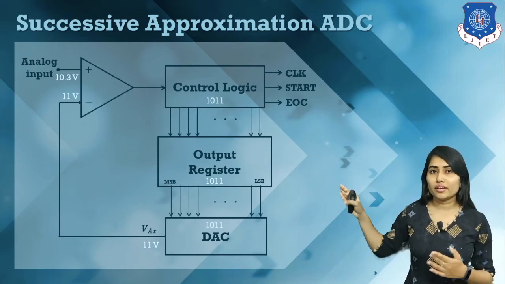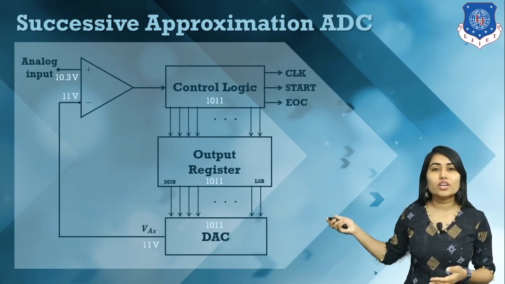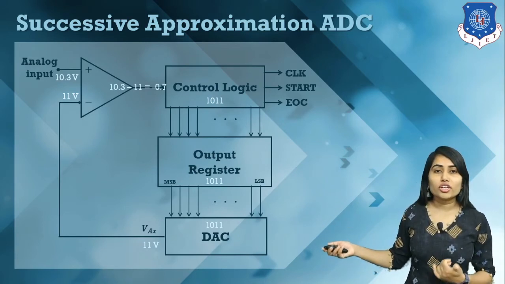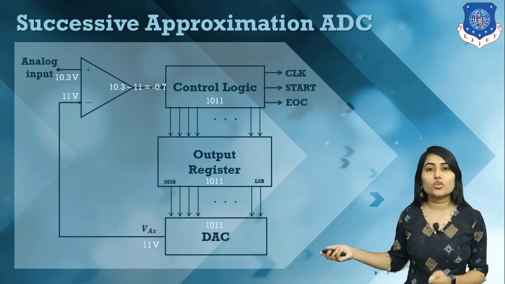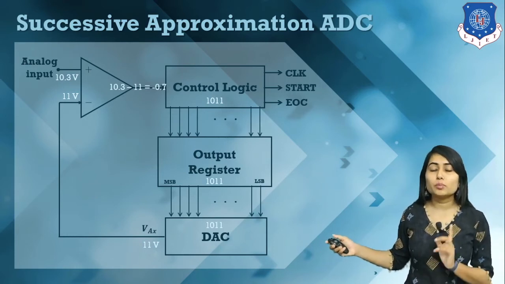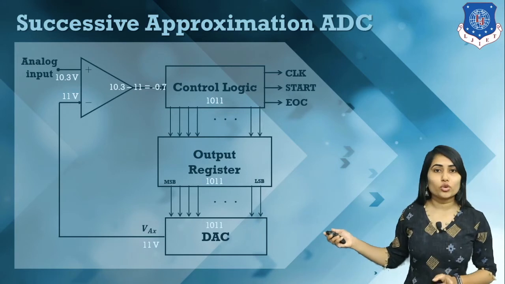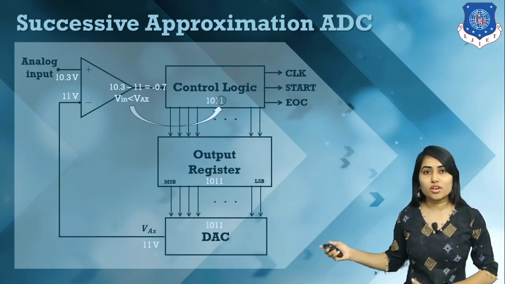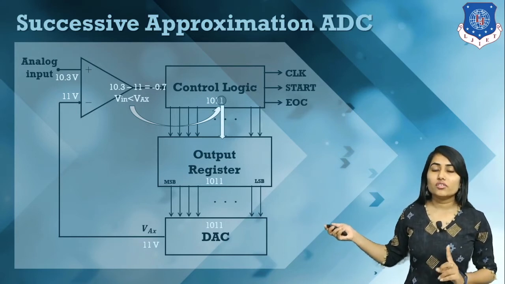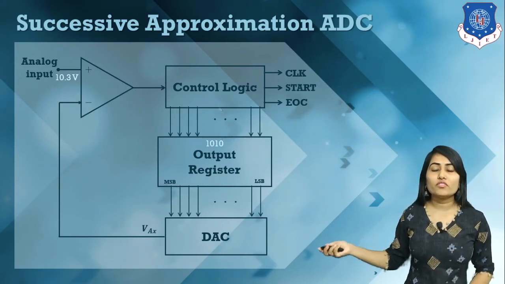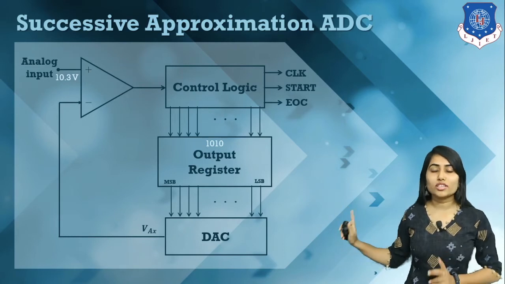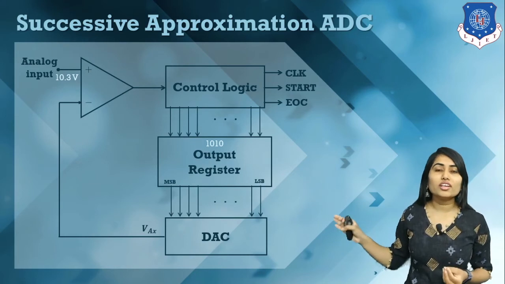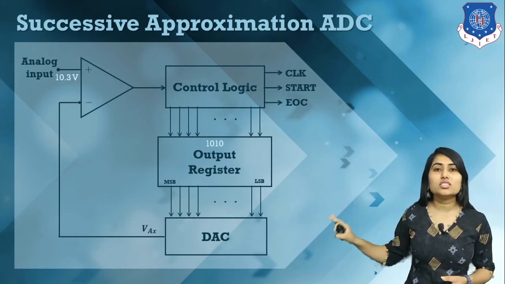So this comparator compares this value. Here we have 10.3 minus 11. That means our analog input is less than our digital to analog converter output. So this bit must be reset. So here we reset this bit and we have a final value, that is 1 0 1 0. After calculating the approximate value, we got our correct answer, that is 1 0 1 0.